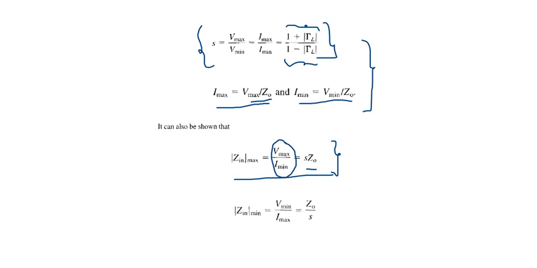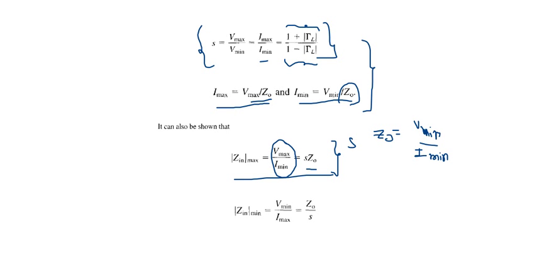We know here that S is equal to V max by V min, and the Z0 here we can write from this equation. Now I can write my Z0 is equal to V min divided by I min. Z0 is equal to V min divided by I min. This is I min. V min divided by I min.